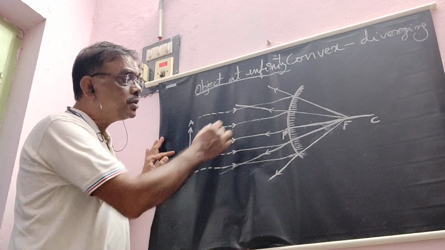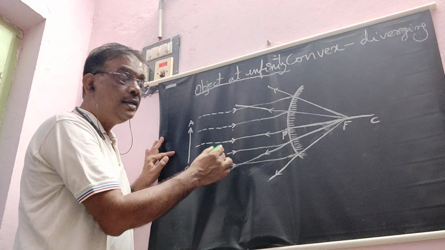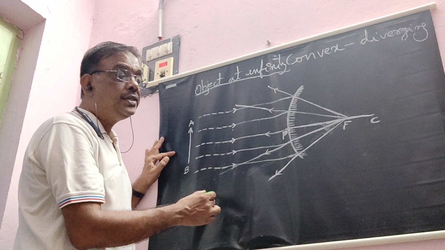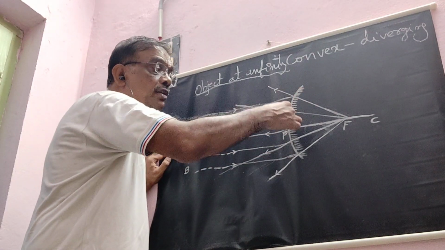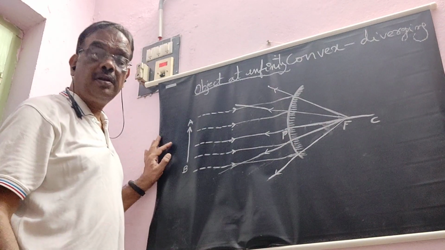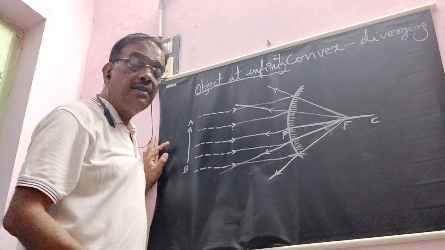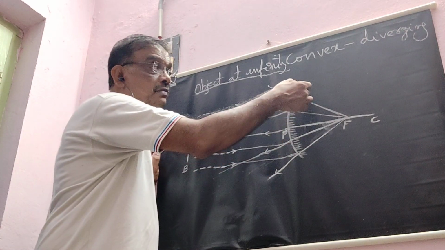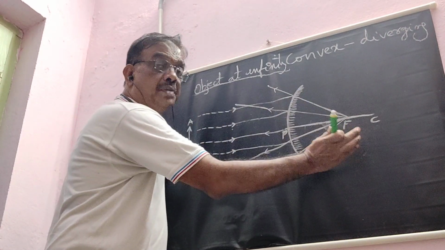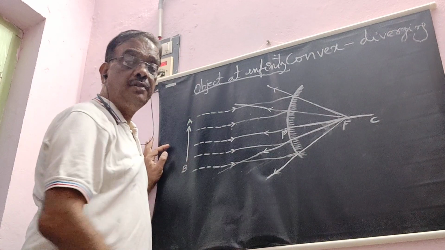How can we say that? Because these incident rays are incident parallel to each other and parallel to the principal axis, on the reflecting surface of the convex mirror. In a convex mirror, the reflecting surface is curved outward and the non-reflecting surface is curved inward. This is behind the mirror. This is in front of the mirror.